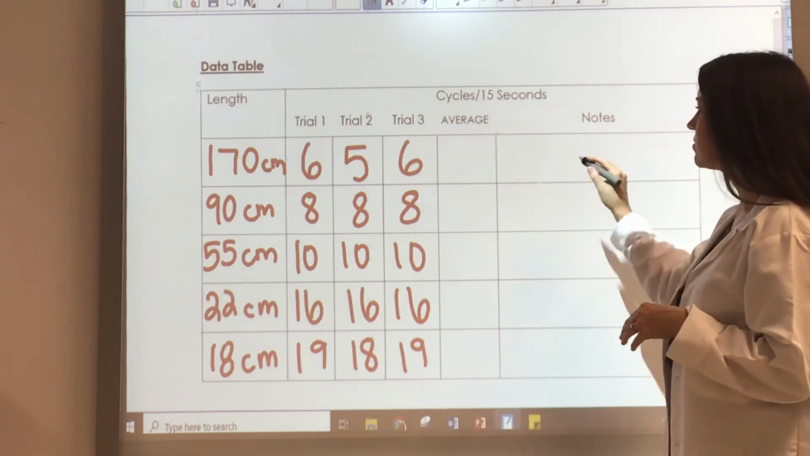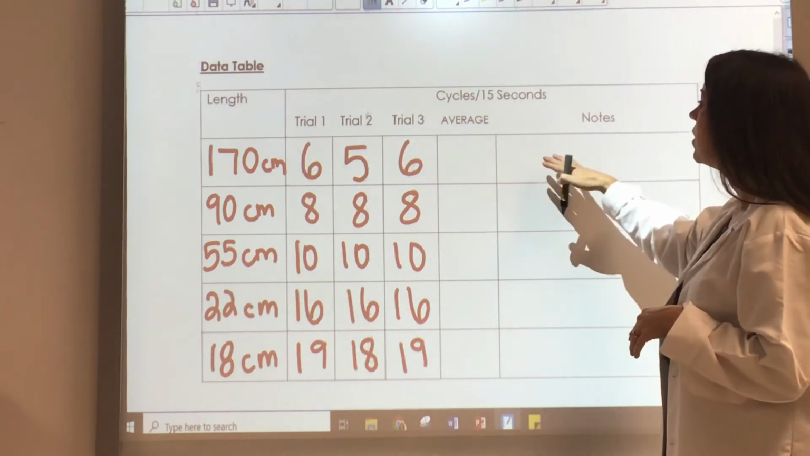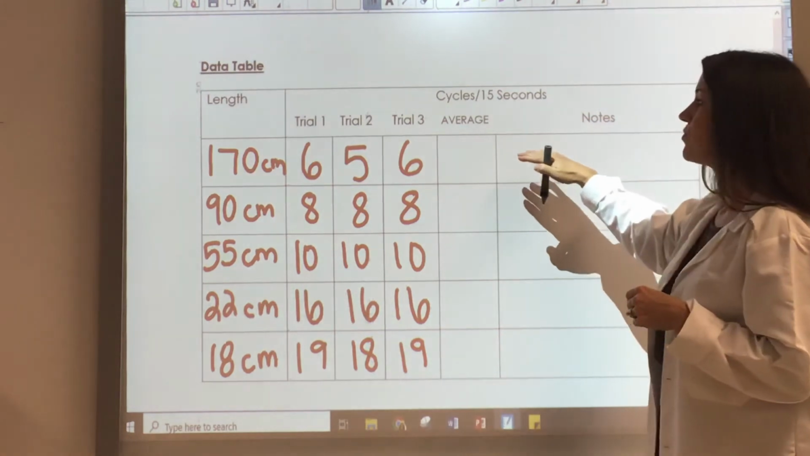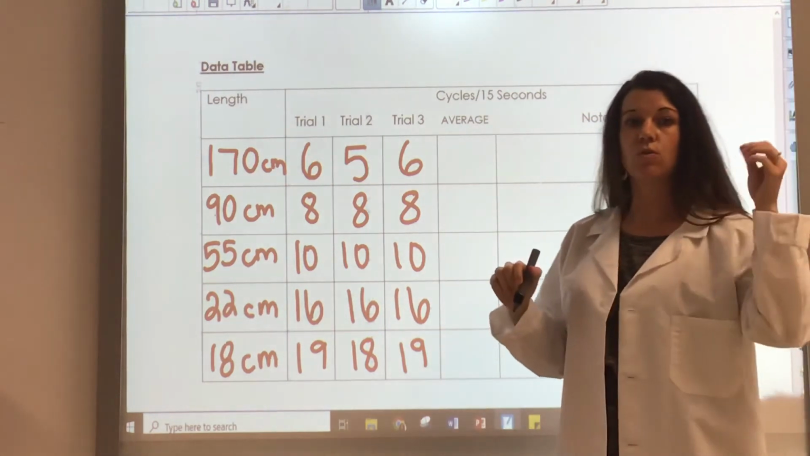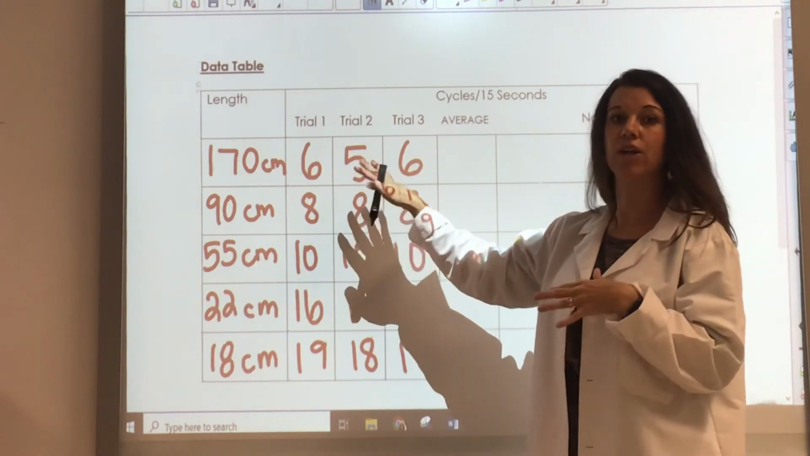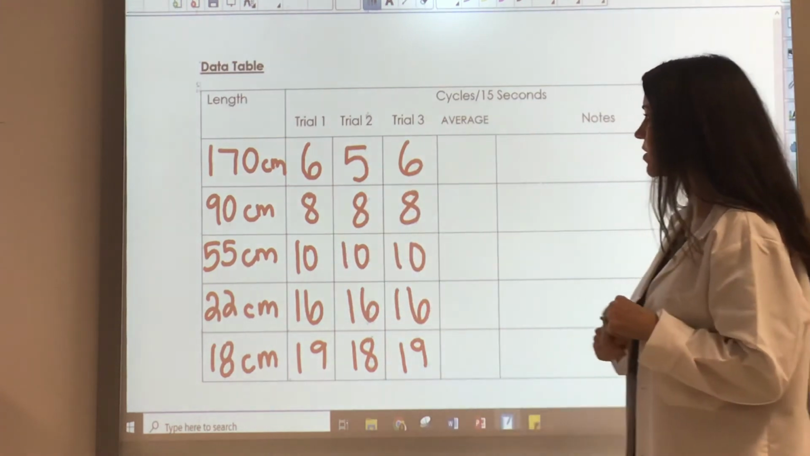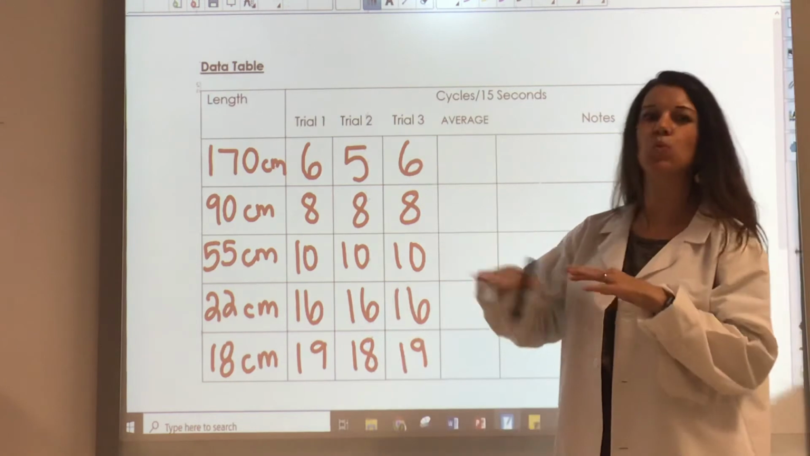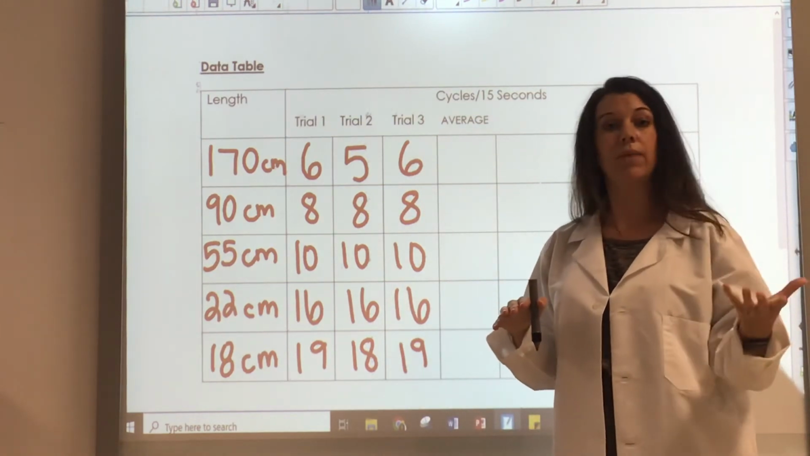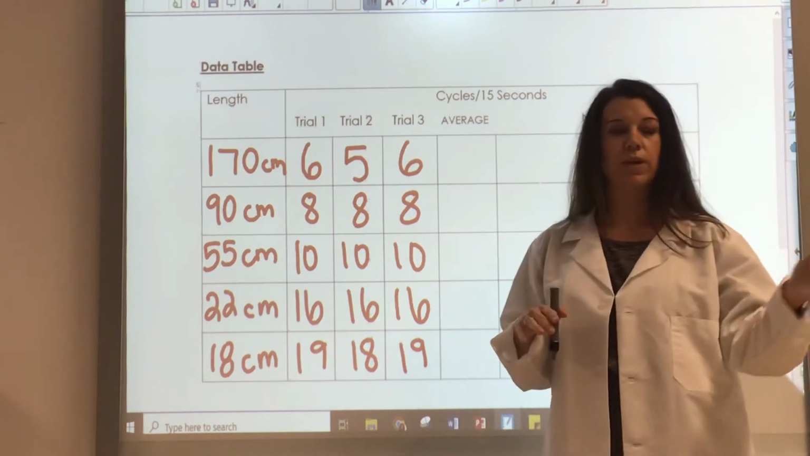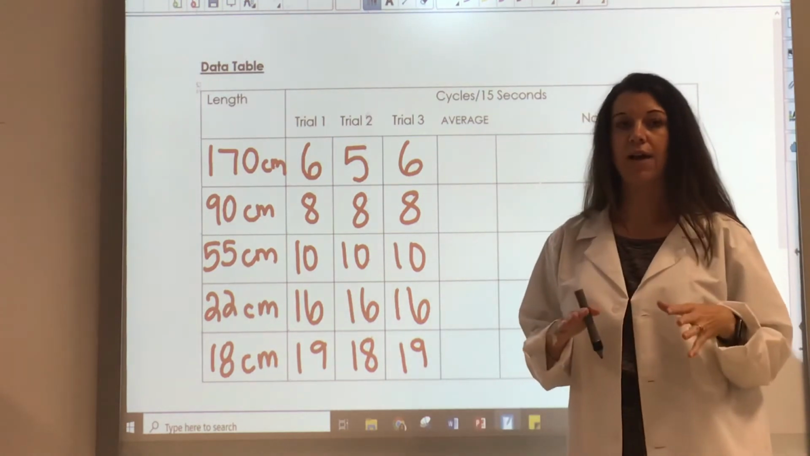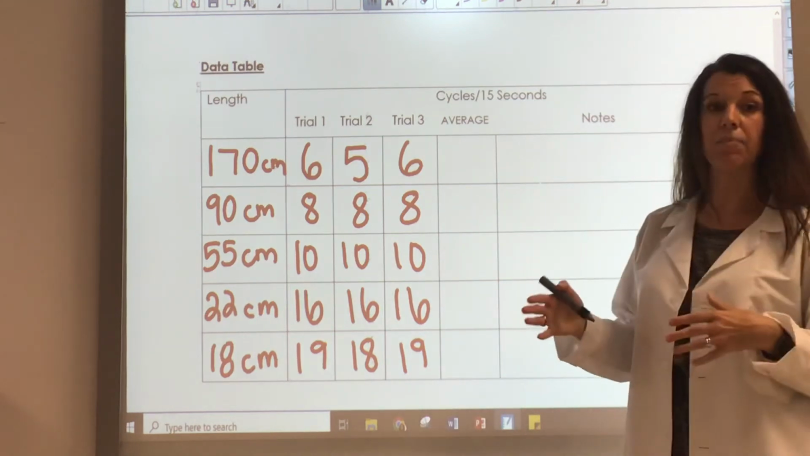And remember, we had some notes also, so for trial 2 here at 170, Mrs. Morrison recognized that she didn't release quite on time, and so that might be why our 5 is not an accurate piece of data here to begin with. If you have a number that's really far off because of something that you noted that maybe went wrong, maybe your pendulum hits something, you don't want to include that data at all in your average. Lucky for us, that did not happen.